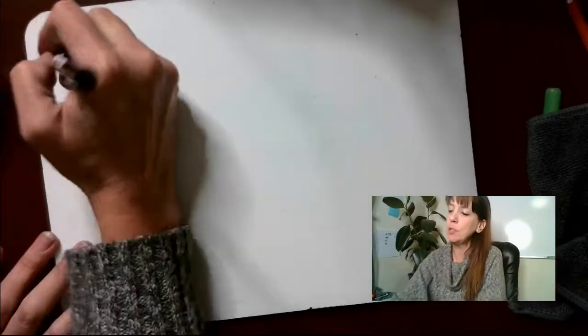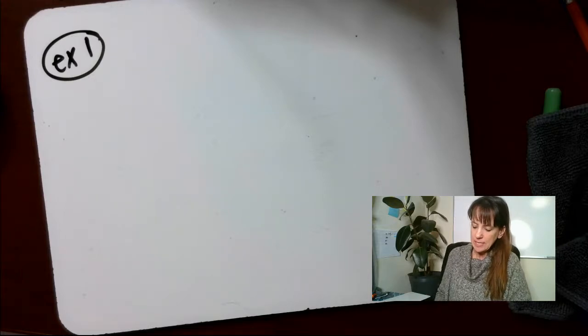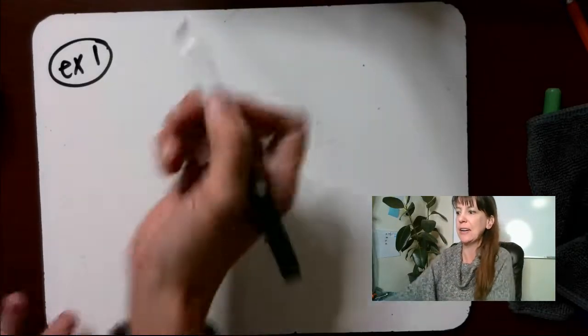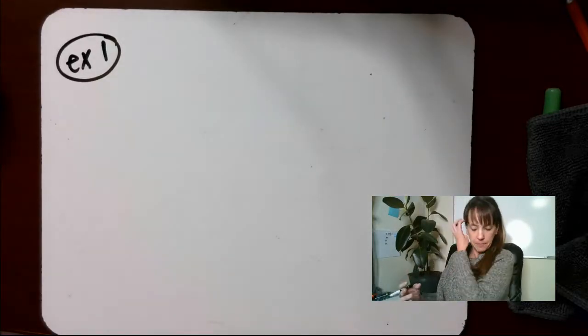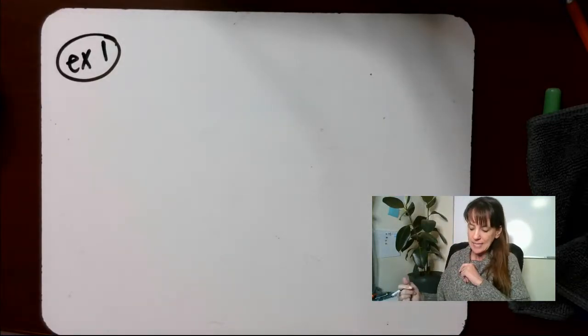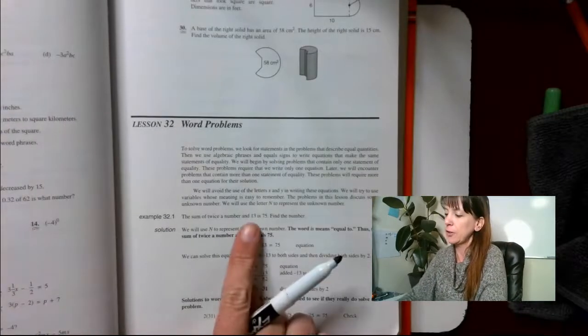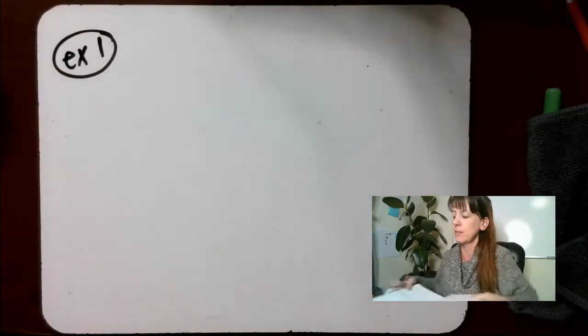All right, guys, example number 1. This one says, the sum of twice a number and 13 is 75. Find the number. The sum, remember, sum means addition. If you haven't already written these down, make sure you're taking notes on what the various words mean. So the sum of twice a number and 13 is 75. That's where I'm following along at home if you are on the same page.